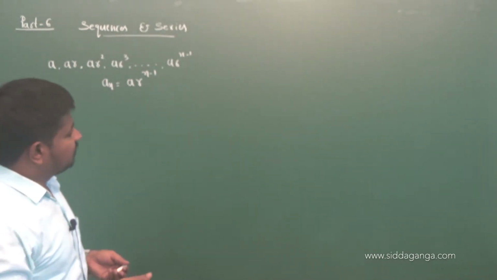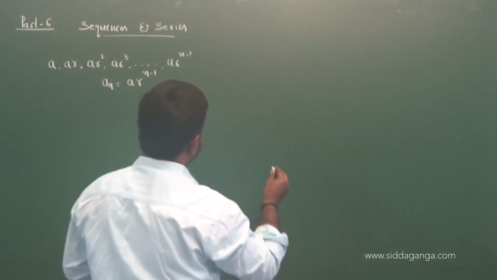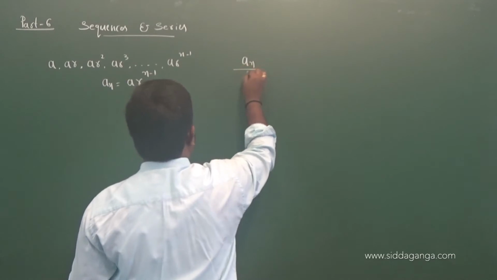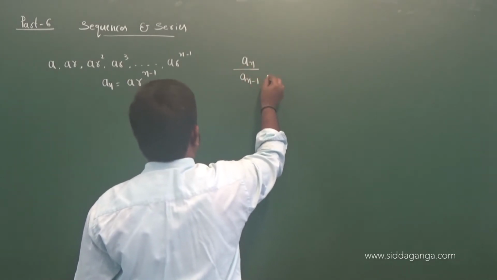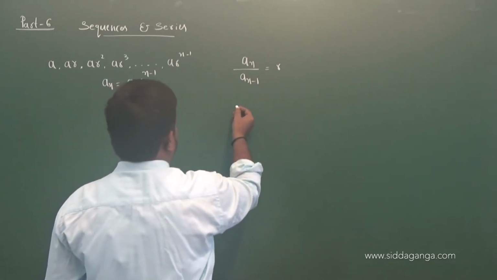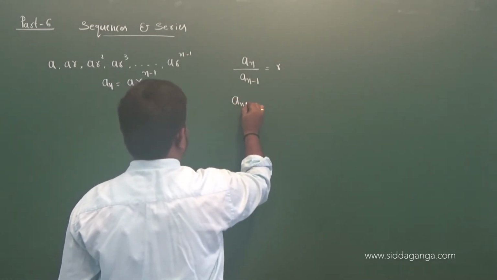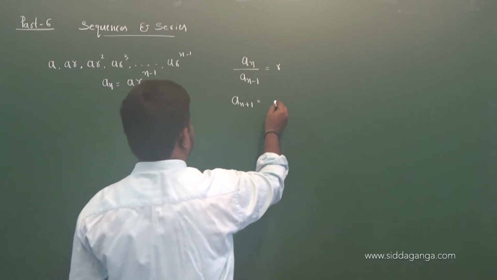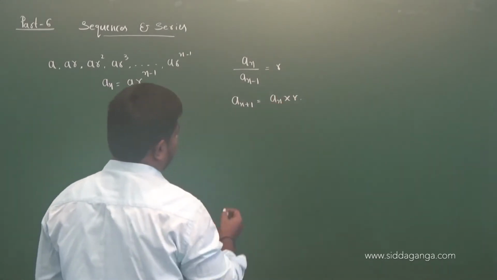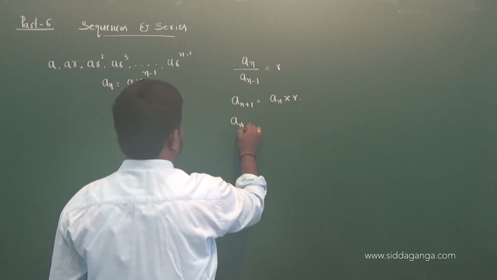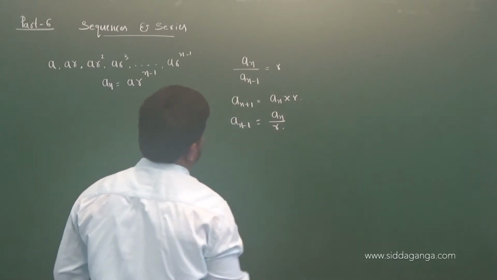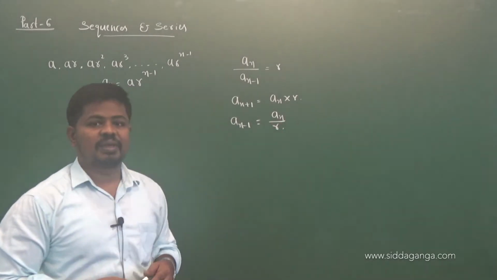After that we have seen some results. For any two consecutive terms, a_n by a_(n-1) is always constant and it is taken as r, the common ratio. To find the succeeding term, you have to multiply r with the current term, and to get the preceding term, you have to divide the current term by r. So these are the things we discussed in the last session.